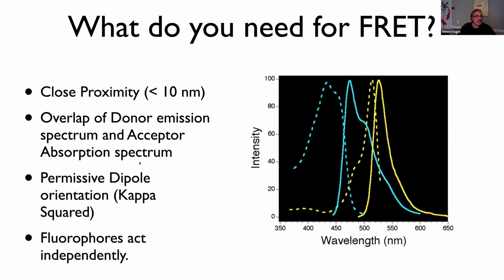Okay, this is the overlap of donors and acceptors. So again, this is showing Cerulean and Venus. The dashed line is the absorption and the solid blue line is the emission of Cerulean; the dashed line is the absorption of Venus, and the solid line is its emission. What we're talking about is the overlap of the emission of the donor, so that's the solid blue line, and the absorption of the acceptor, which is this dashed yellow line. And you can see there's a lot of overlap between those two.